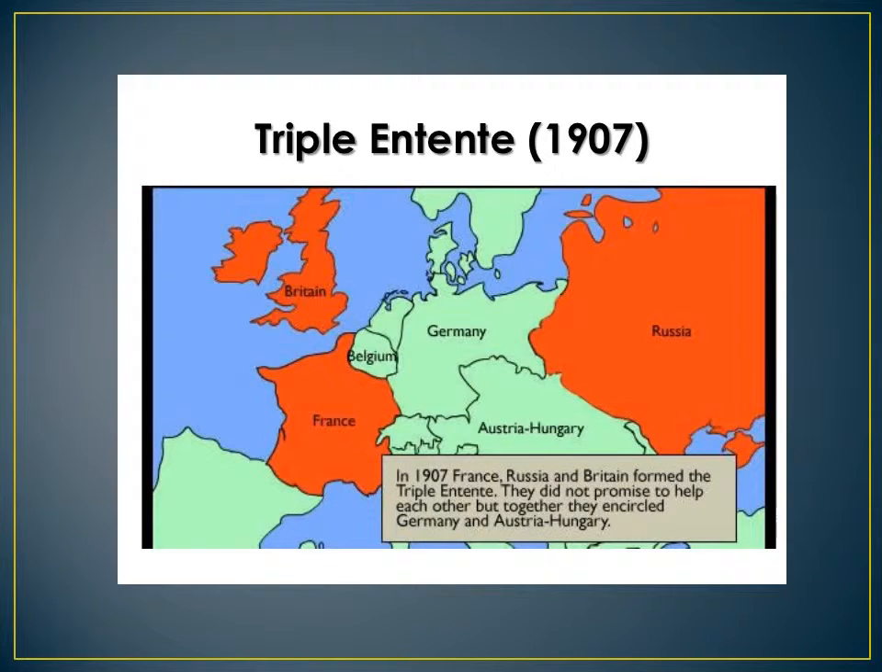Then you had the Triple Entente, and you can see that's Russia, France, and Britain, kind of the countries surrounding the Triple Alliance. Their agreement wasn't as strict. It wasn't like if somebody attacks you, we're going to come to your aid. It wasn't as strict an alliance, but basically just the idea that we're going to be supportive of one another.